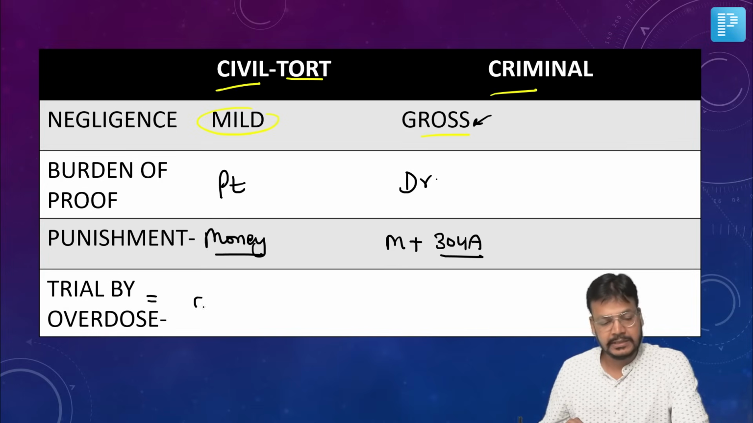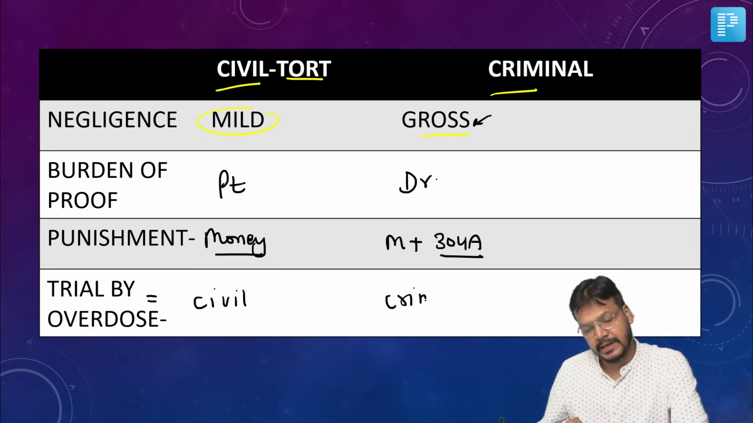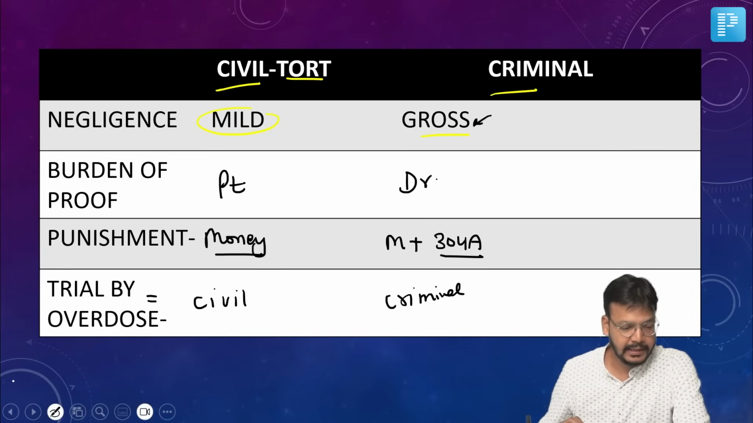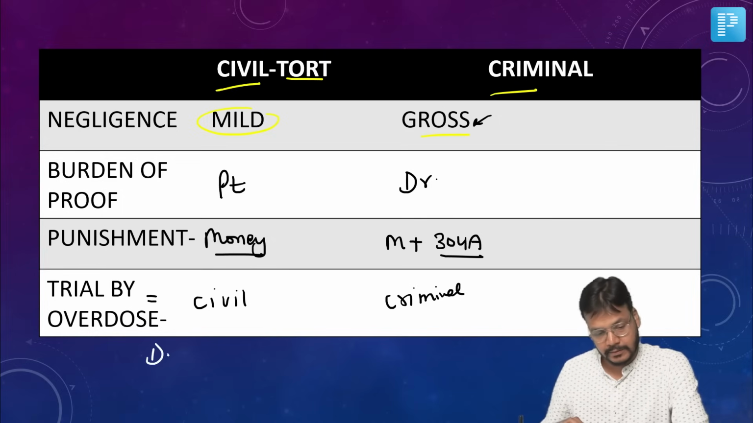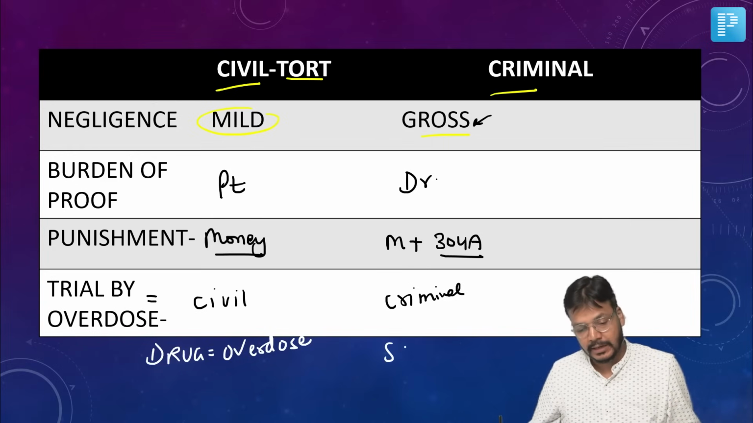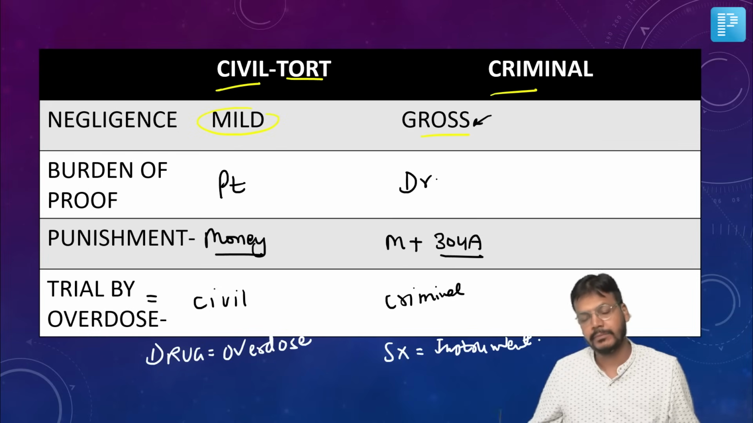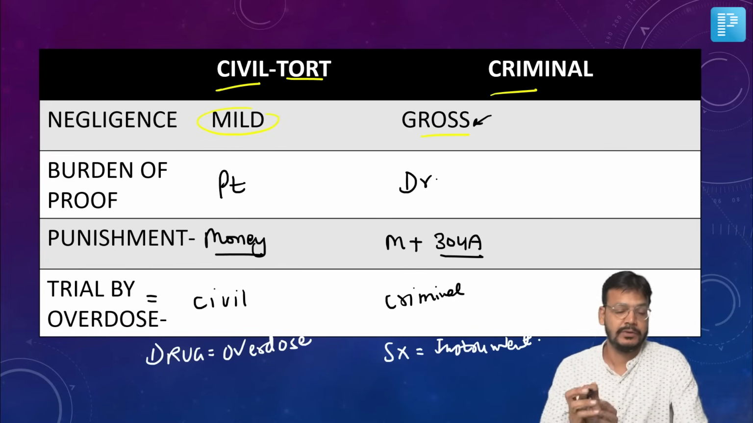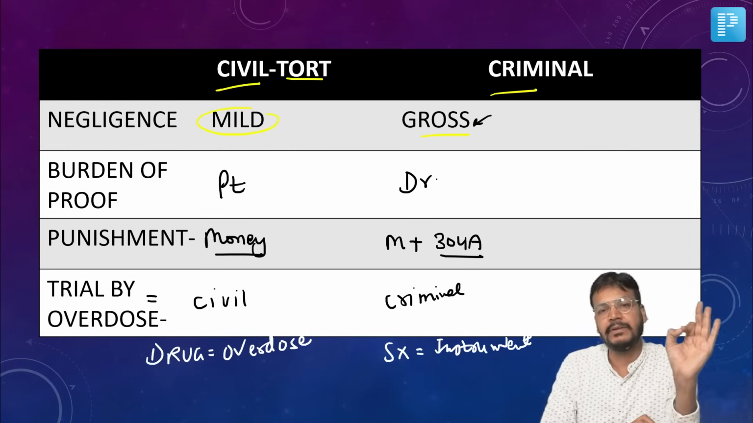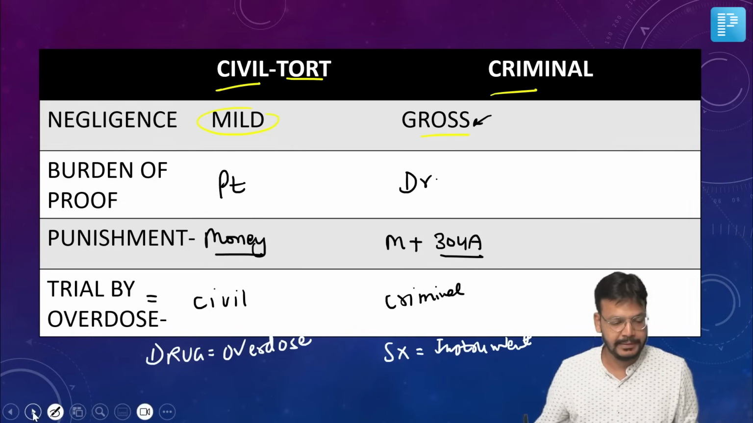Here trial is in civil court. Here trial is in criminal court. Example: drug overdose causing side effect is civil, and after surgery you left an instrument in the body, that is criminal. These are civil and criminal negligence. I have seen a question: burden of proof in civil is patient, burden of proof in criminal is doctor.